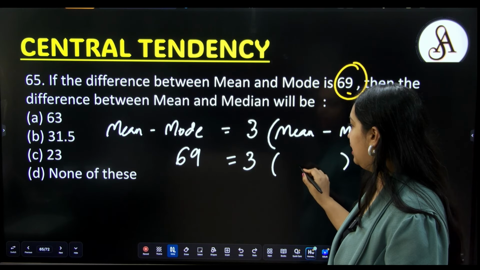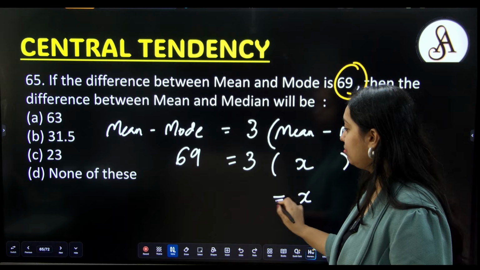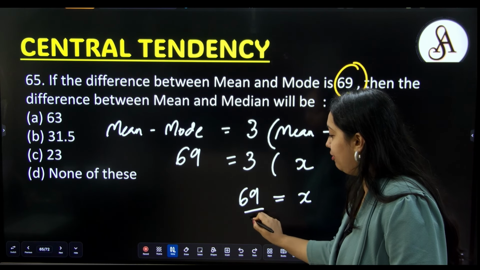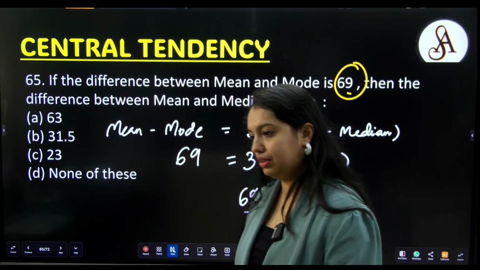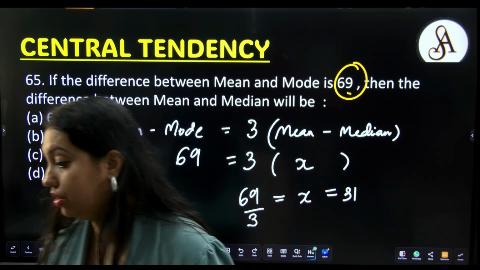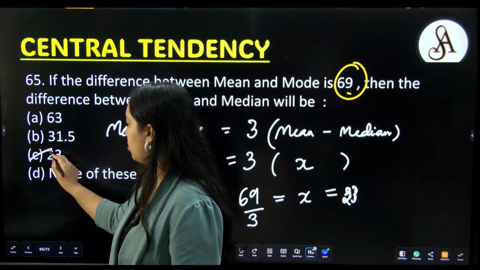I don't know this. Let me consider this as x. Difference between mean and median. I want this x value. 69 into 3 goes to the left hand side, divided by 3. Your answer will be 23. Is 23 there in your options? It is there in the options, option C.